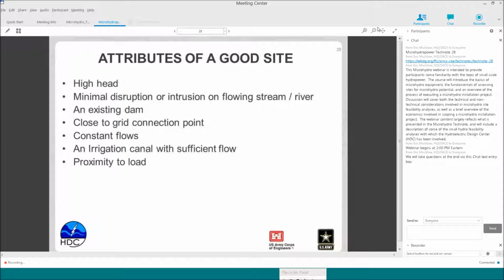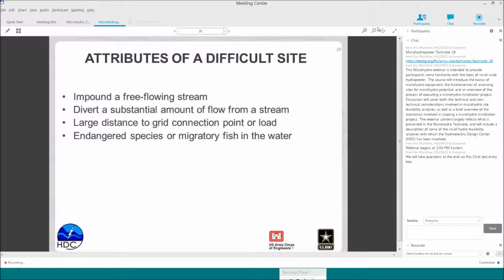Now, attributes of a difficult site. Some of these are merely the opposite of those positive attributes that I just listed. Impounding a free-flowing stream would likely require a more rigorous environmental and regulatory review, as well as more substantial construction costs. And diverting a substantial amount of water from a free-flowing stream would also entail environmental and regulatory concerns. If there are migratory fish or endangered species in that stream you are considering, then the hurdle to diverting or impounding that free-flowing stream would become even more daunting.